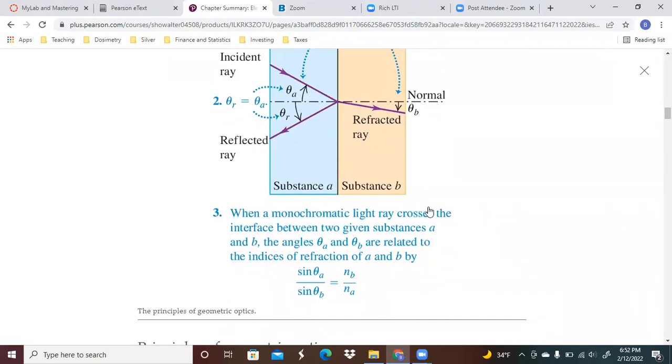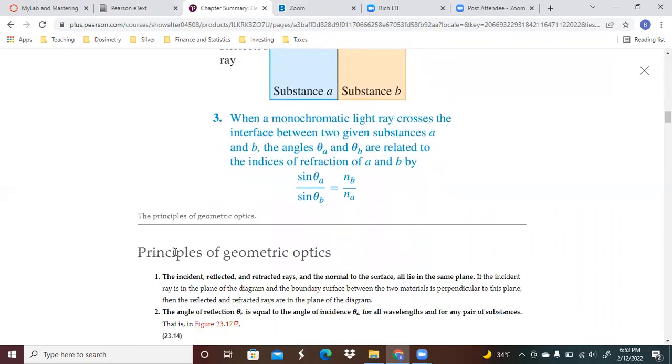If it's monochromatic light and it crosses the interface between the two substances, the angles are related to the indices of refraction in this method.